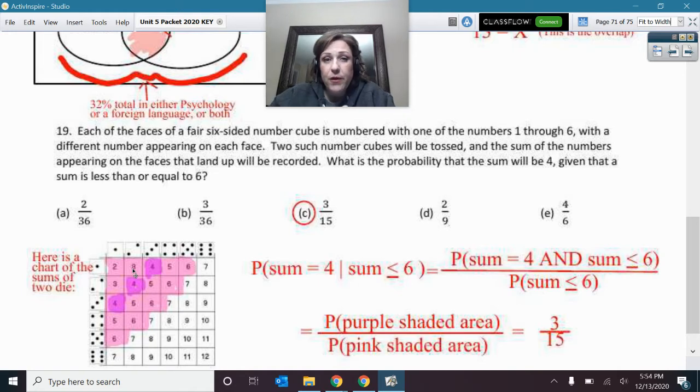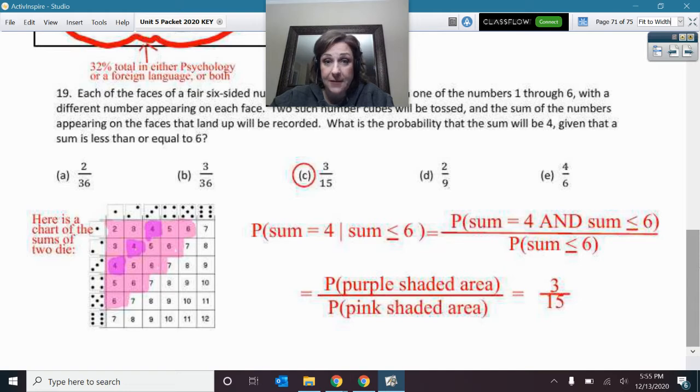The question asks, what's the probability we have a sum of 4? Well, there are 3 ways to have a sum of 4. However, it says given that the sum is less than or equal to 6. So we also had to see what this pink area is. These are all the ways that the sum is less than or equal to 6, and that turned out to be 5 plus 4, 9, 10, 11, 12, 13, 14, 15. So 15 ways. So 3 ways to get a sum of 4 out of the 15 ways. That's how we came up with our 3 out of 15.